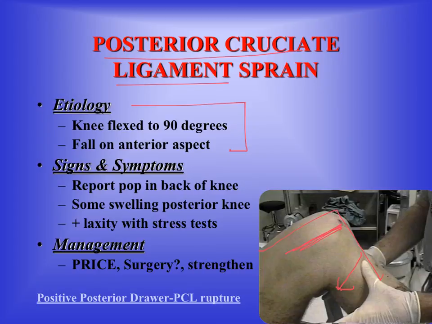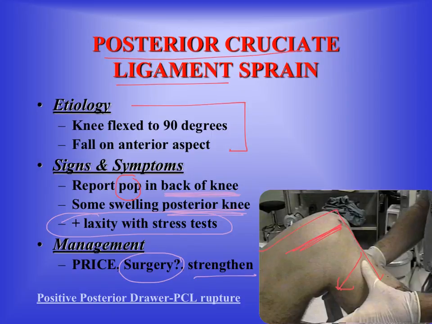Like the anterior cruciate ligament, the patient is going to report a pop, but the biggest difference is that the pop is going to be in the back of the knee, not the anterior or front of the knee. You're going to have some swelling, but again, it's going to be in the back of the knee, and definitely going to have laxity or looseness with stress tests. The management is virtually the same. However, surgery is 50-50 depending on the physician. So the big deal is really going to be strengthening the hamstrings and the quadriceps muscle group.